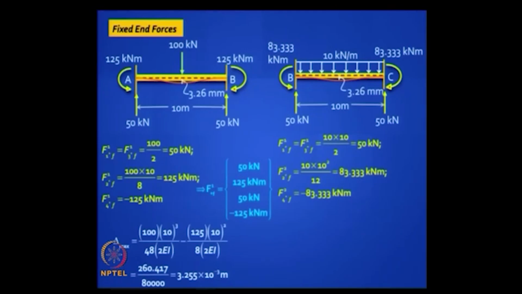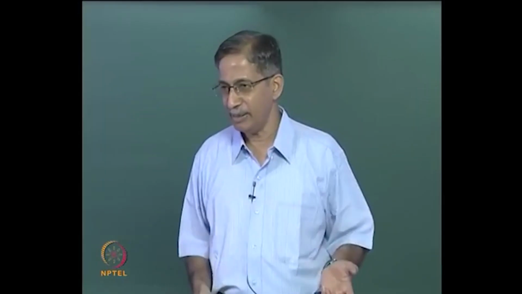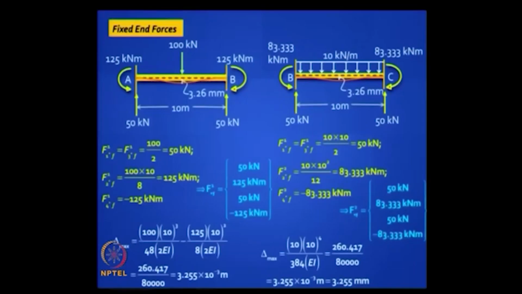And the vertical reactions you can get: 10 into 10 is 100 kilonewton acting downward, resisted by 50-50 up. So you get the second vector also. Is this clear? So you have got the element level fixed end force vector using the concepts that you are very familiar with. You can also get the deflected shape. In this case coincidentally both the peak deflections turn out to be the same, but that is just incidental, okay.